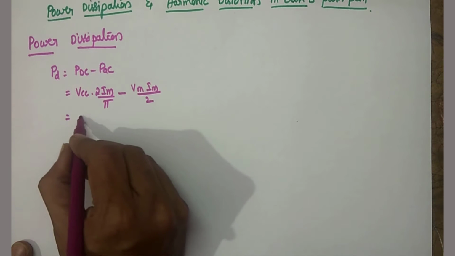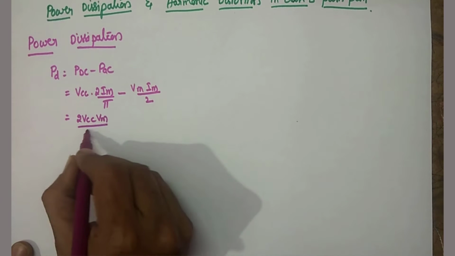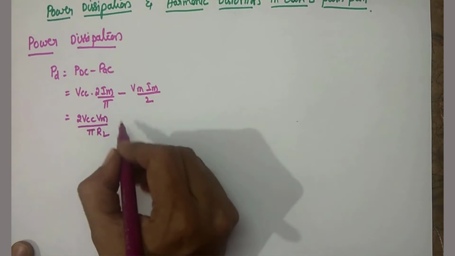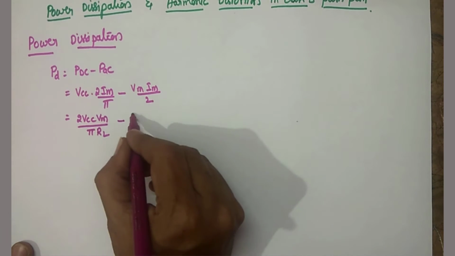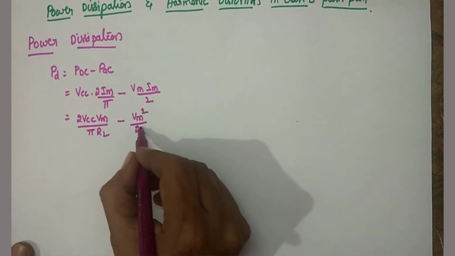So if you write like that, PD is 2 VCC into Vm by pi RL minus Vm square by 2 RL.